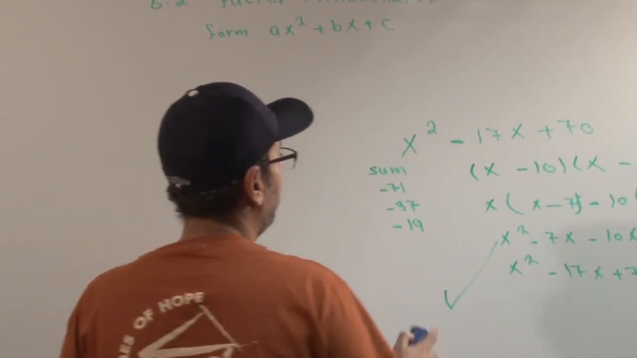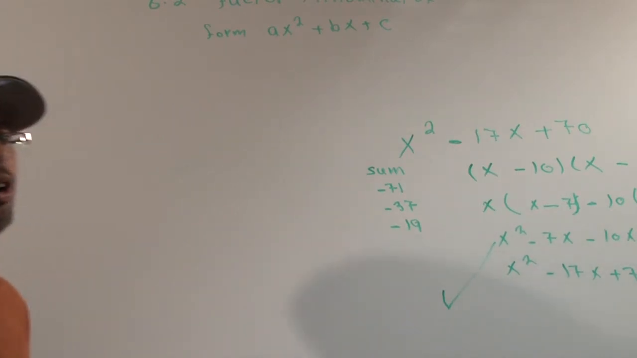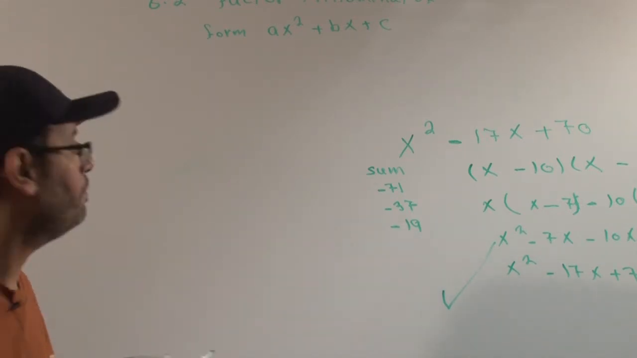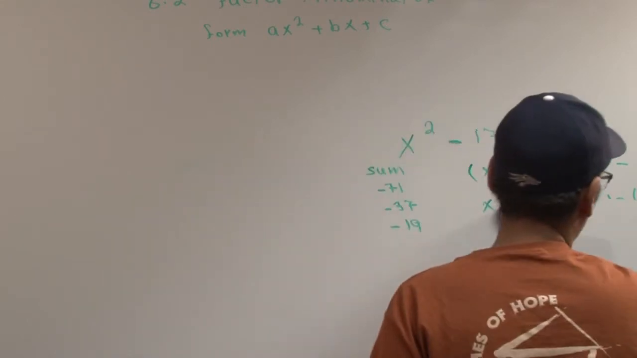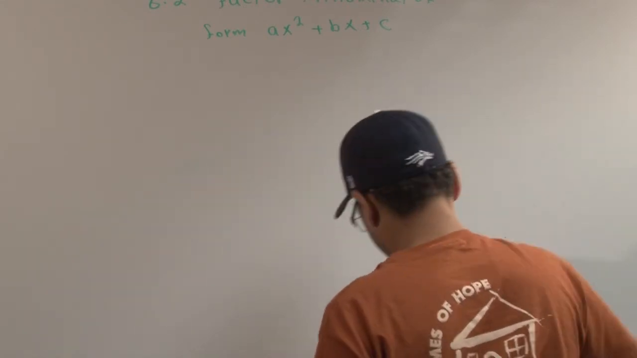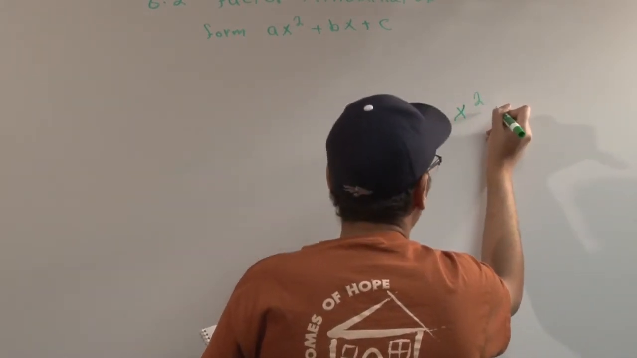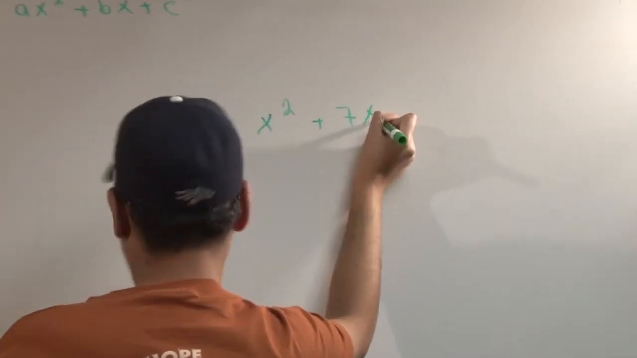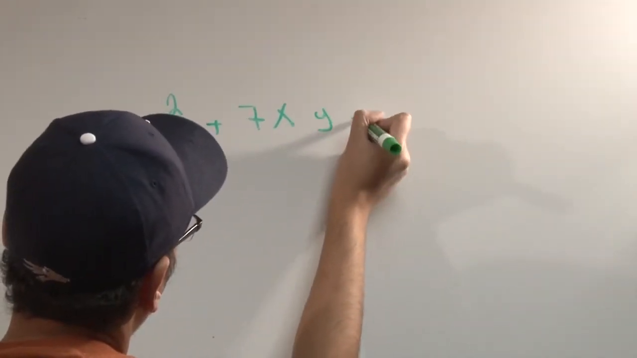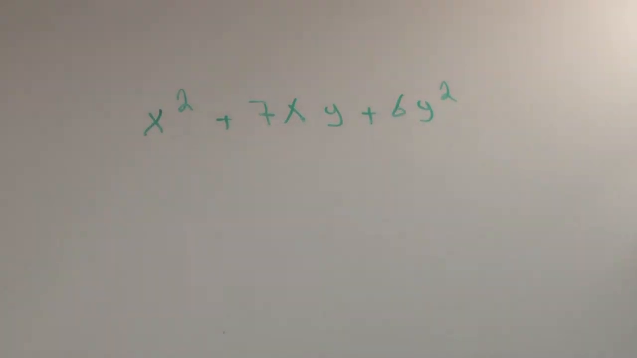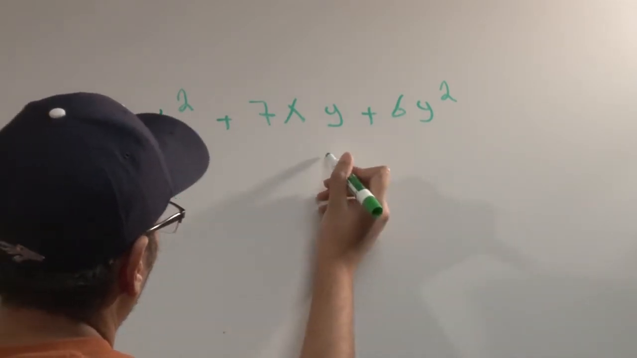I have tried to have x and a number, which means a variable and a number. What if I have two different variables, like x and y? Let's try that. x squared plus 7xy plus 6y squared. Don't be scared. It's the same idea.